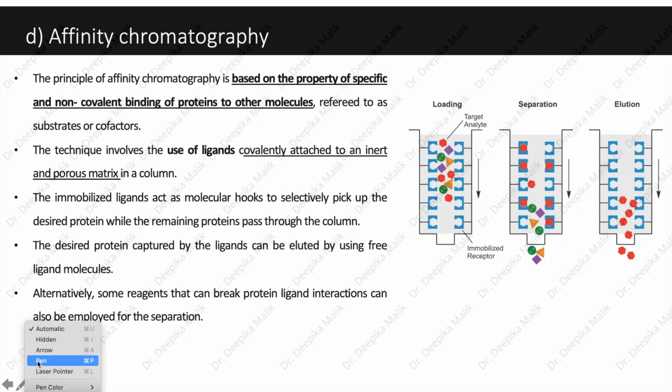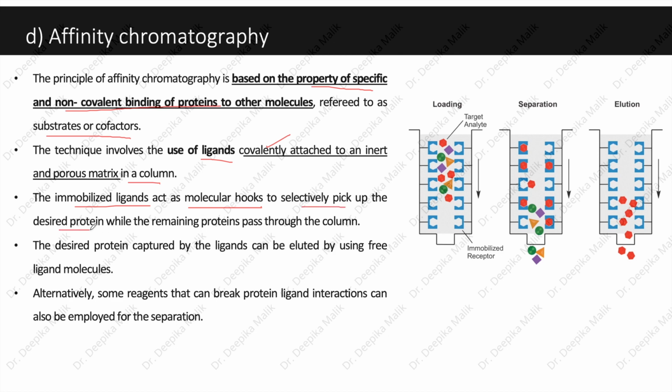The principle of affinity chromatography is based on the property of specific and non-covalent binding of proteins to other molecules, which are referred to as substrates or cofactors. This technique involves the use of ligands which are covalently attached to an inert and porous matrix in a column. The immobilized ligands act as molecular hooks to selectively pick up the desired protein, while the remaining proteins pass out through the column.